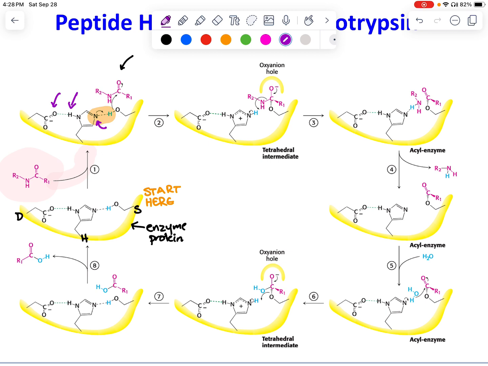And as it attacks the carbon, the carbon would then have too many bonds. So the electrons from the double bond move up to the oxygen. Now move over to the next picture, and here's what we have. We now have histidine with that extra hydrogen bound to it, and we have this anion.